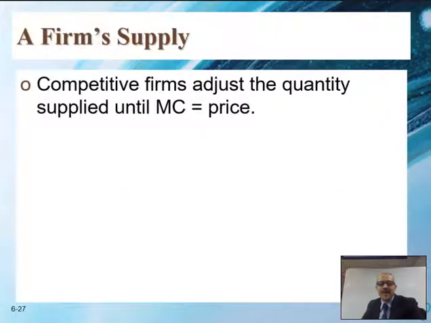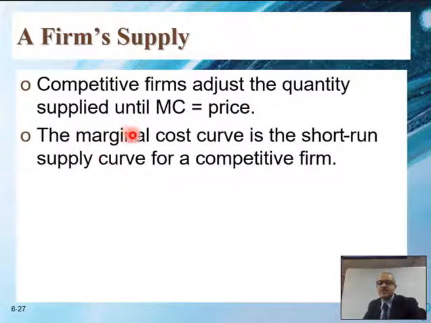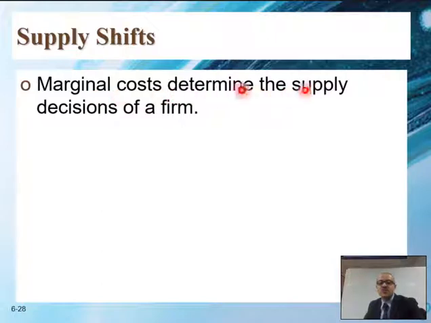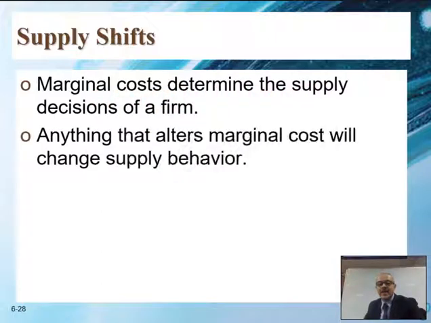And a firm's supply, it's a competitive firm. They will adjust quantity supplied until marginal cost equals price. So that's what we just discussed. And the marginal cost curve is the short-run supply curve for a competitive firm. And when supply shifts, marginal cost will determine the supply decision of a firm. And anything that alters marginal cost will change supplier behavior.